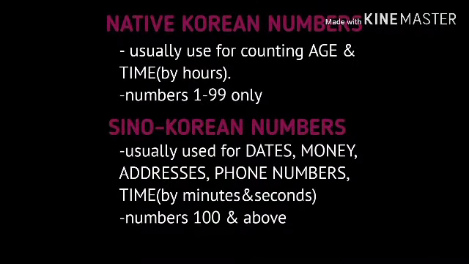There are two types of Korean numbers: the native Korean numbers and the Sino-Korean numbers. Native Korean numbers are usually used for counting age and time, specifically by hours, and for numbers 1 to 99 only. The Sino-Korean numbers are usually used for dates, money, addresses, phone numbers, time specifically by minutes and seconds, and numbers 100 and above. Let's begin counting for the native Korean numbers.